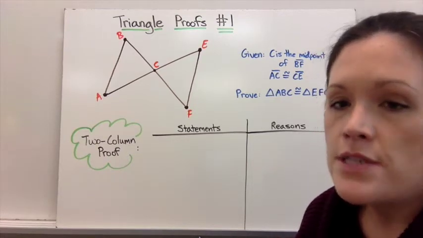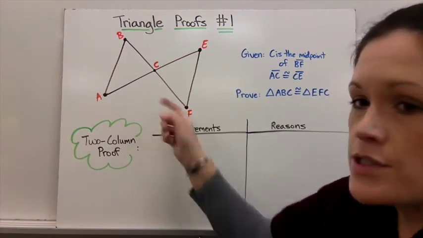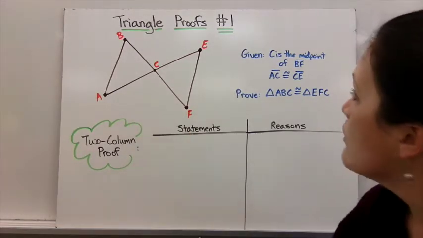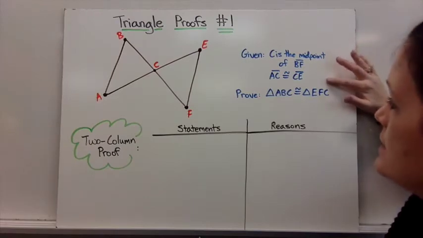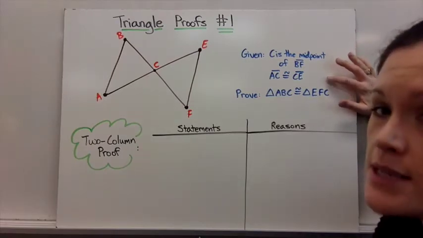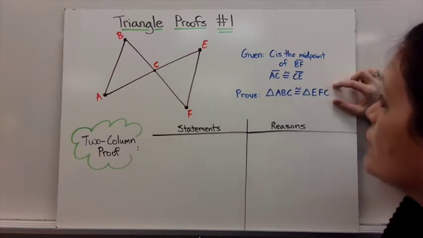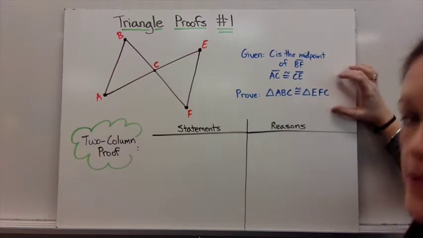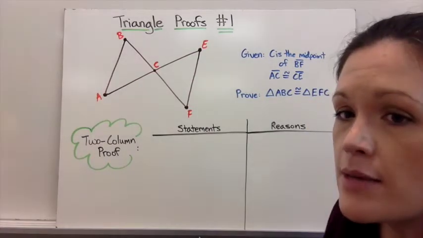Let's look at our first example of a proof with triangles. I have the figure drawn here, so draw this in your notes and label it carefully. We are given that C is the midpoint of segment BF and AC is congruent to CE. Segment AC is congruent to segment CE. And we need to prove triangle ABC is congruent to triangle EFC. That is our goal. So let's go ahead and use what was given and label the figure.